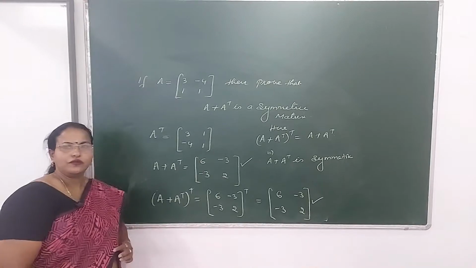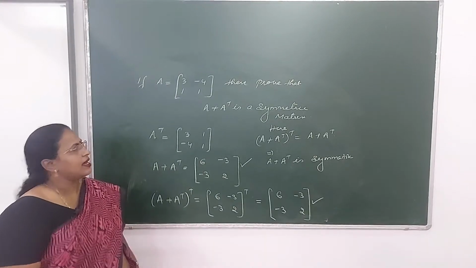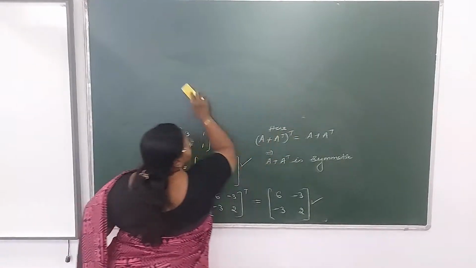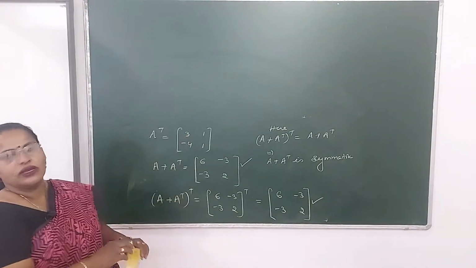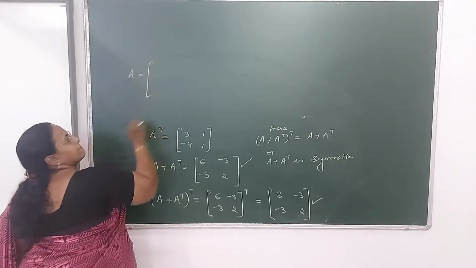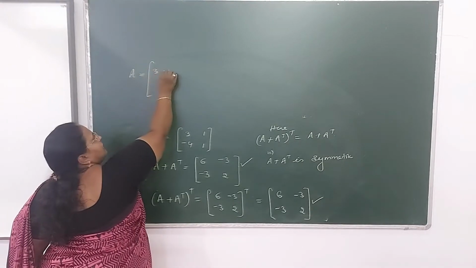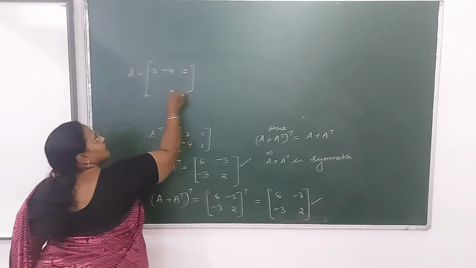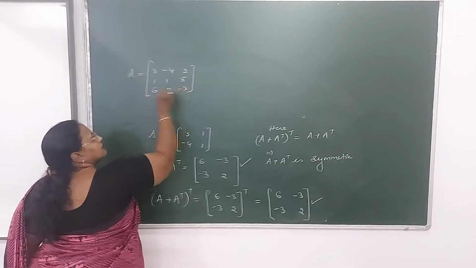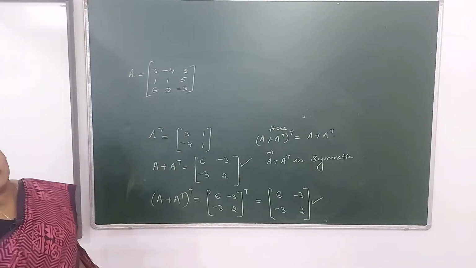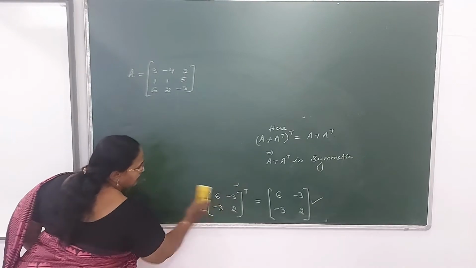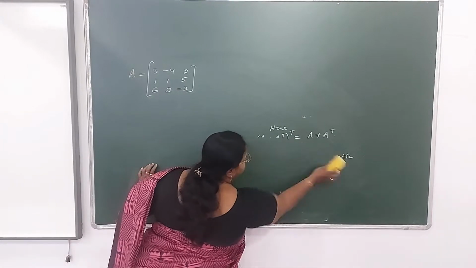Okay? Let us take another example now. The next question is, express the given matrix A, [3, -4, 2; 1, 1, 5; 6, 2, -3], as the sum of a symmetric and a skew symmetric matrix.